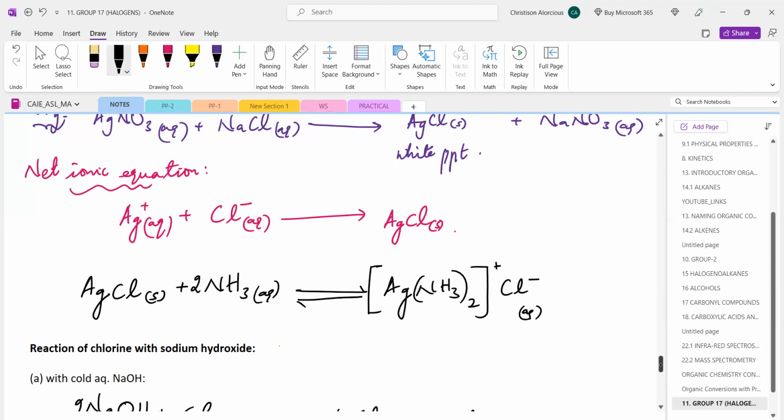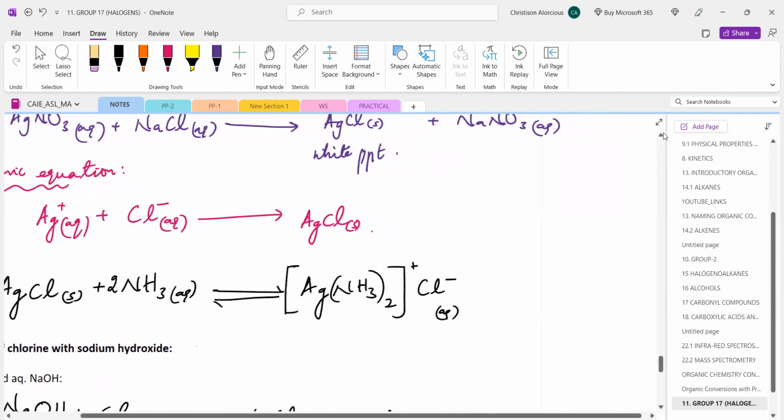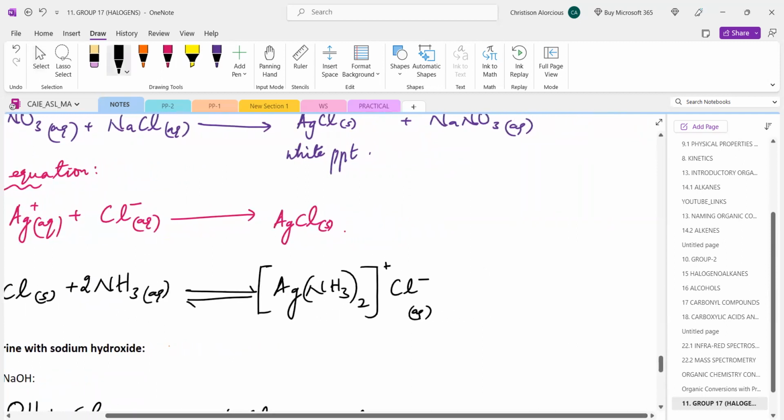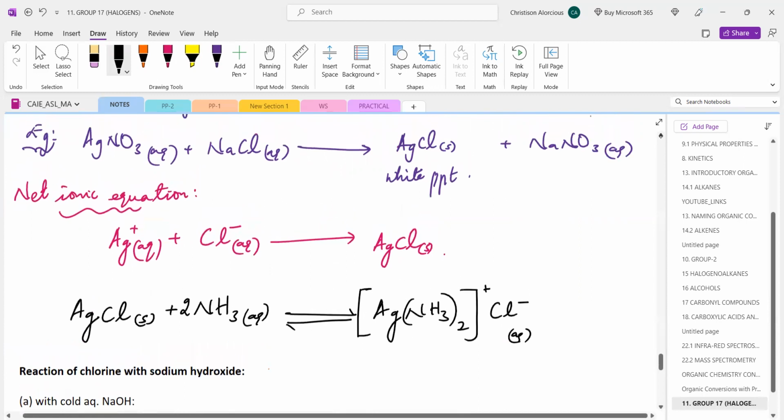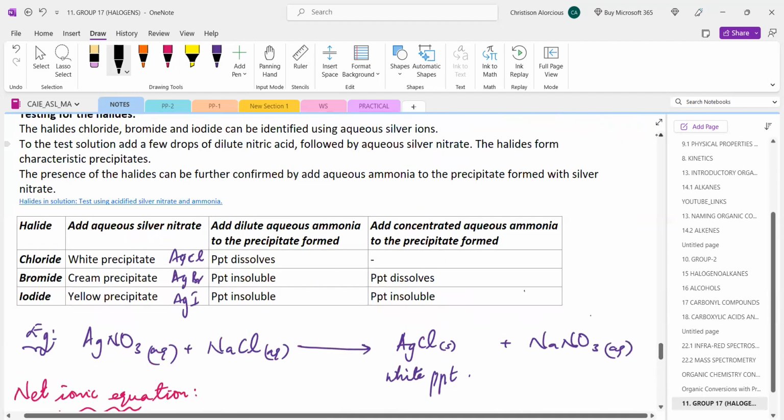Okay, now a word of caution. Here, your theory talks about dilute aqueous ammonia and concentrated aqueous ammonia to test for the solubility. When you go for your AS level practicals, you will find that you don't necessarily have dilute aqueous ammonia or concentrated aqueous ammonia in your laboratory. You are just given one aqueous ammonia solution, and usually it is of 1 mole per decimeter cube concentration. Usually you don't get a dilute and a concentrated aqueous ammonia separately.